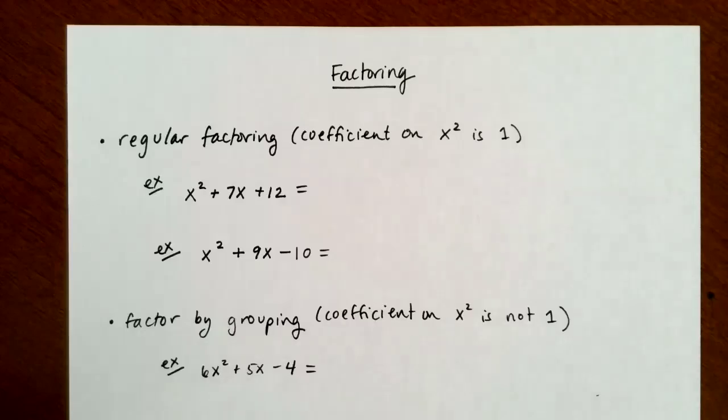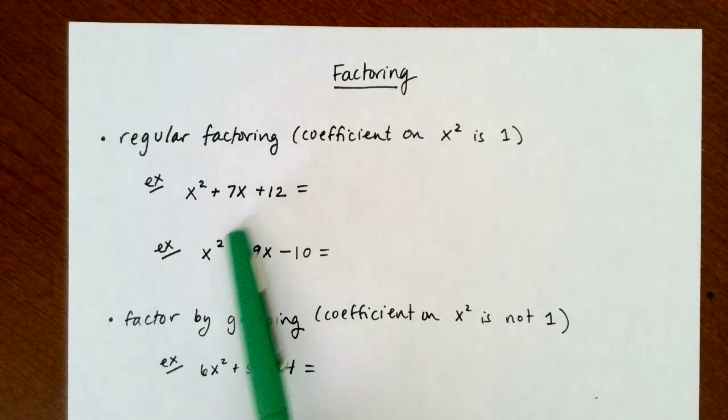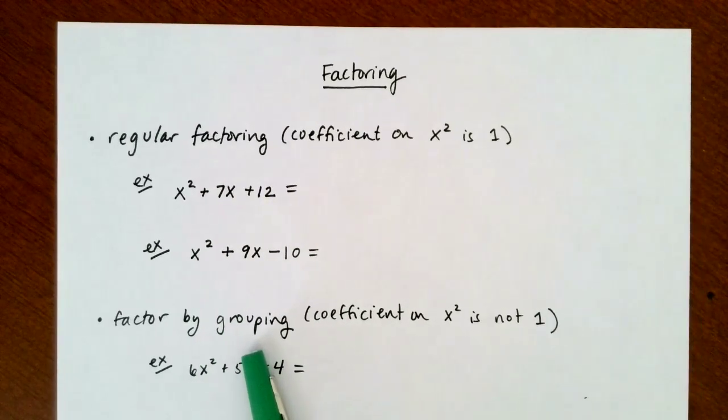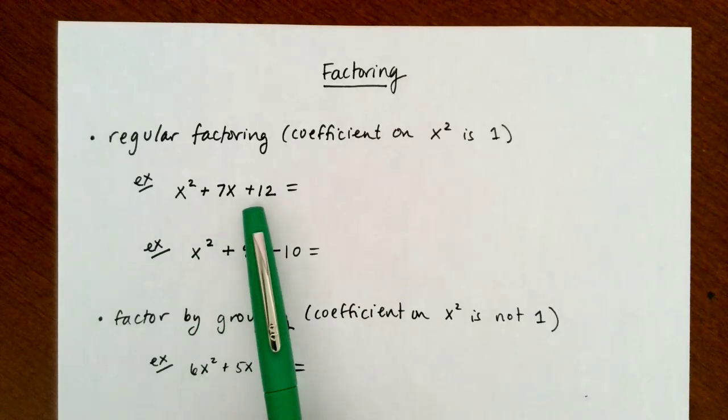Let's talk about factoring. So in this video, you can see what we're going to do here. We'll talk about regular factoring, where you have a quadratic and the leading coefficient is 1. And then we'll talk about factoring by grouping after that. All right, so let's start with this first example here, x squared plus 7x plus 12.